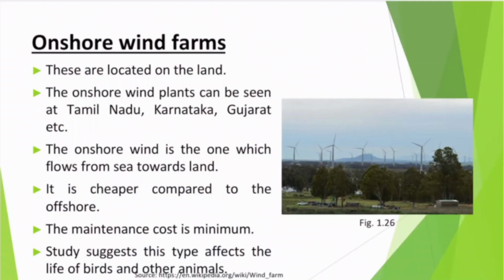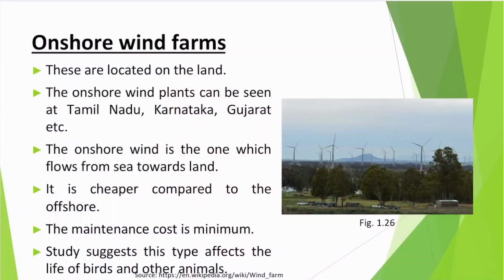Now, let us try to understand the technology and the challenges with onshore and offshore. As you all know, onshore wind farms are very easy to install and they are located on the land. Onshore wind plants can be seen in India in many places, especially coastal India, that is Tamil Nadu, Karnataka and Gujarat. Onshore wind is the one which flows from the sea towards the land. So when there is wind flow from the sea towards the land, that is the location where such onshore wind turbines can be installed. It is certainly cheaper compared to offshore technology because you can easily put a substation near it, extract the power and integrate with the distribution system.